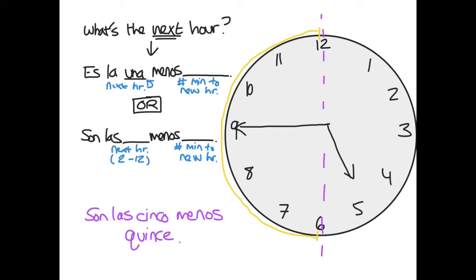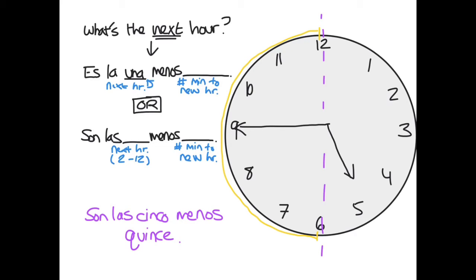Menos means minus. So then we put our number of minutes to get to that new hour at the end. So for example, if it's 4:45, I would say son las 5 menos 15. So literally it's 15 of 5. So I've got 15 minutes until it will be 5 o'clock.